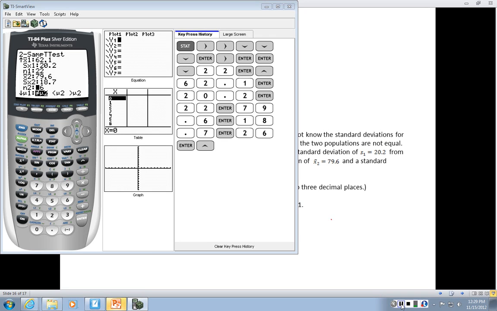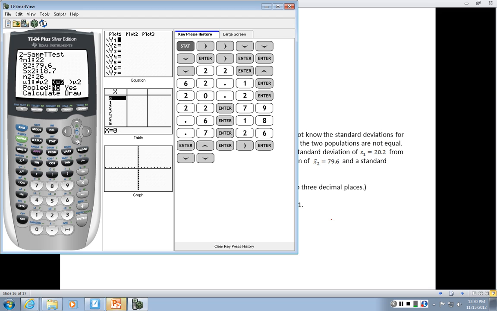So I've entered in all of our sample data for both sample 1 and sample 2. We're down to choosing which hypothesis test to do. So our hypothesis test says that mu1 is less than mu2, so we'll arrow over to that one, and we'll select that one. We'll arrow down from there, not pooled, and we will calculate. And you'll see we get a test statistic T of 3.094 and a p-value of 0.0017.